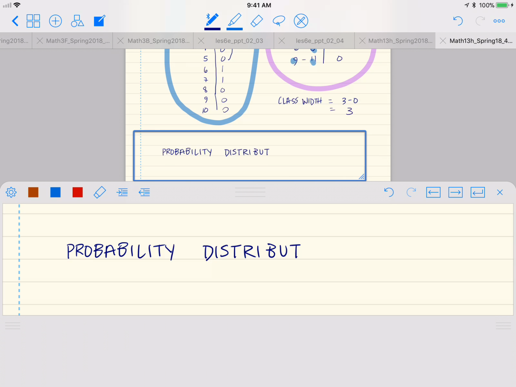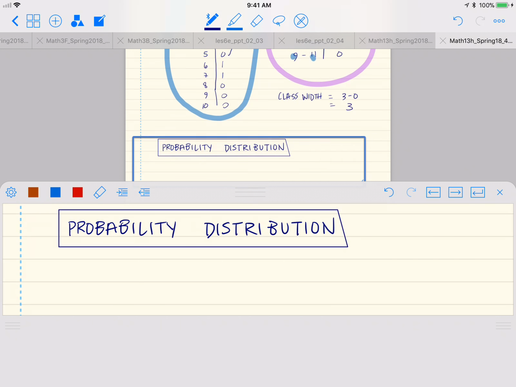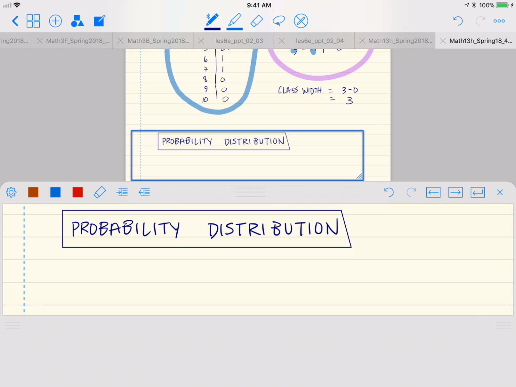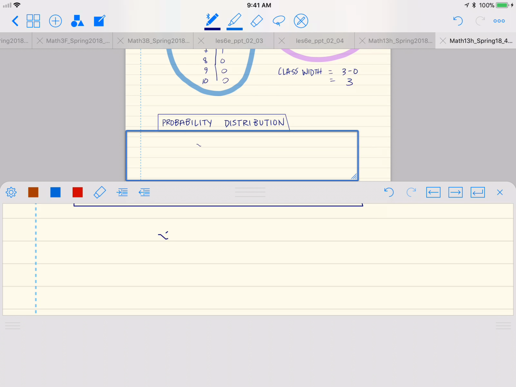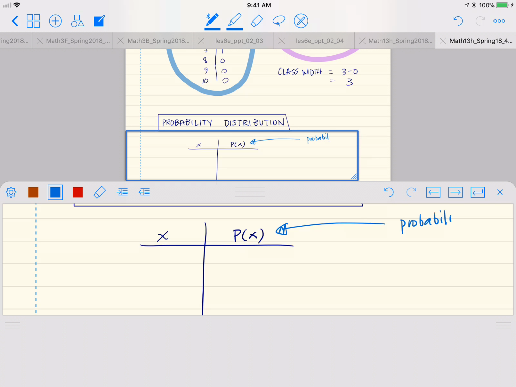And here's what a probability distribution has. A probability distribution is going to be a chart, and we're going to have our left and our right. So on the left we'll have x, and on the right we'll have p of x. P of x is going to be the probability of getting this value of x. So p of x is the probability of x occurring.